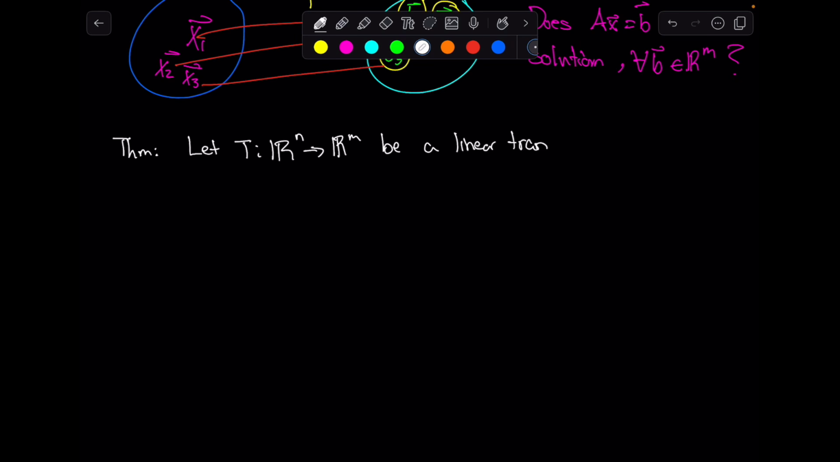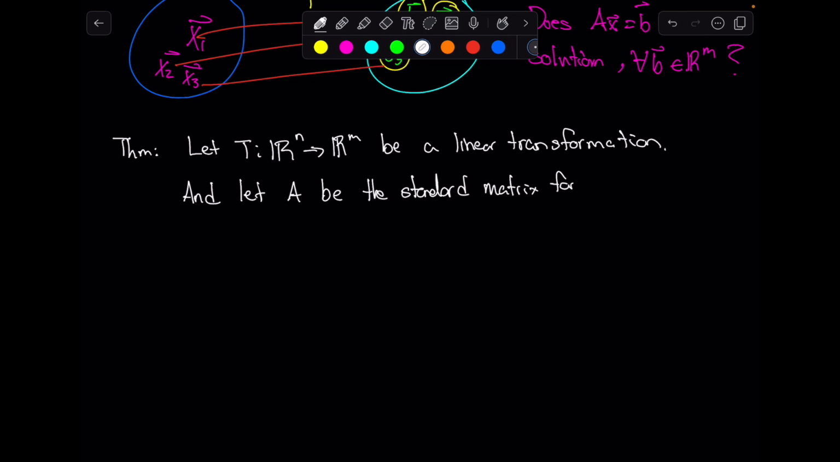So let T be a linear transformation. That's going to be a very common theme throughout this class. It's called linear algebra. And we're going to let A be what we call the standard matrix for T. Standard matrix for T is just fancy notation for the fact that we're defining T of X to be equal to AX. So we call A the standard matrix for T.